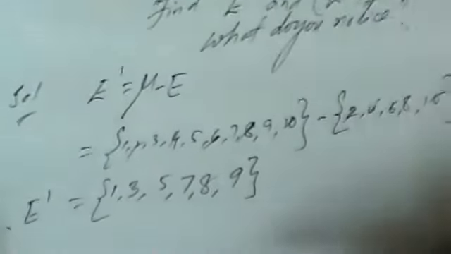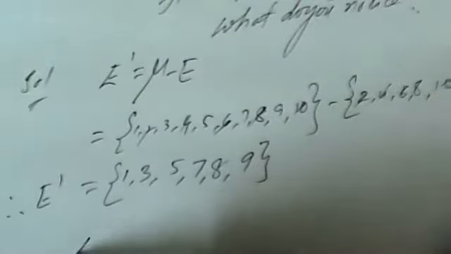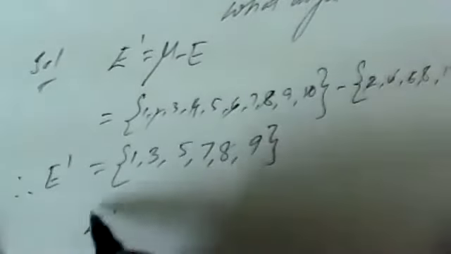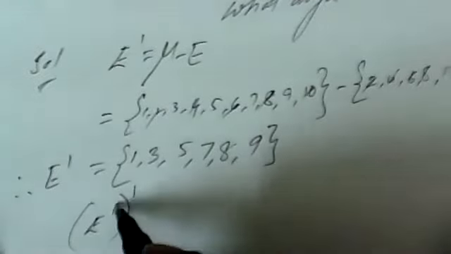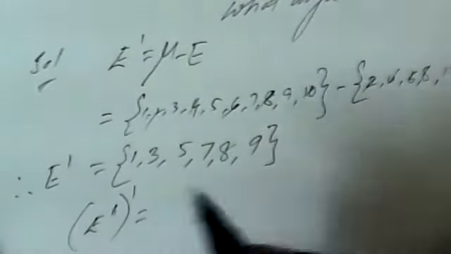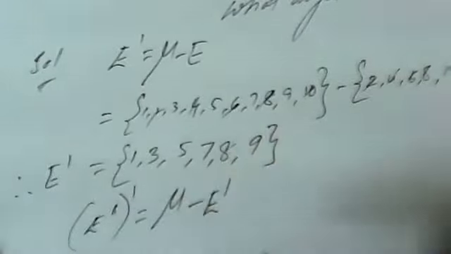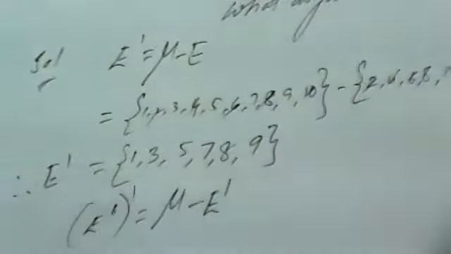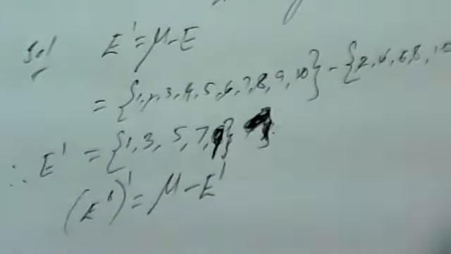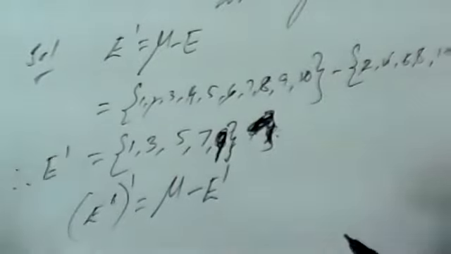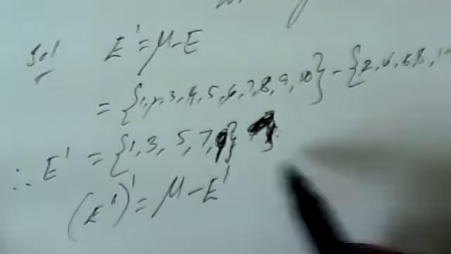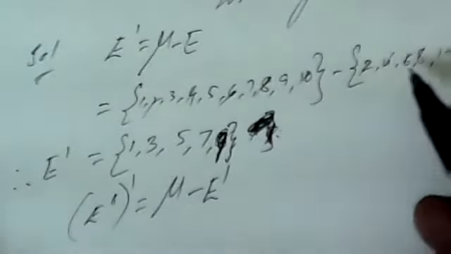Okay, now we require the complement of the whole complement, right? So what we want is mu minus E complement, this whole thing. In the last class we found here it is 8, okay? 8 is here and 8 is here.